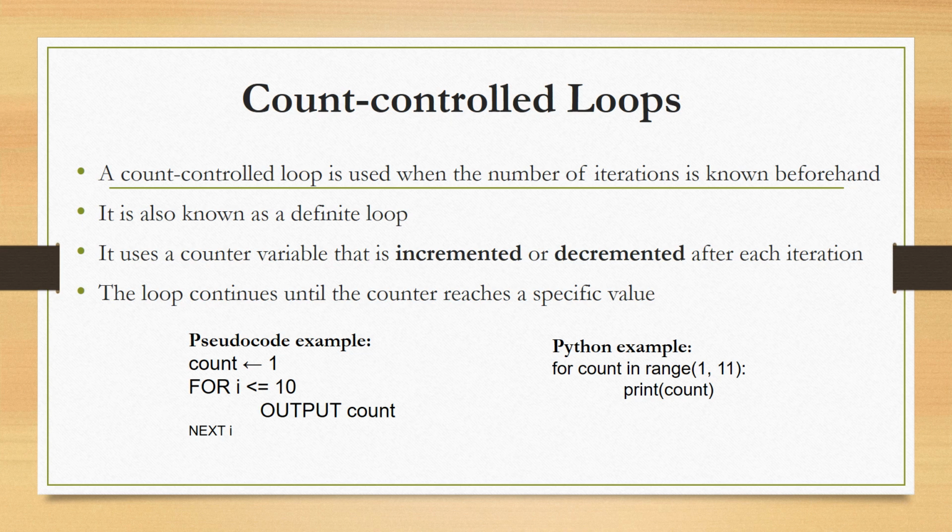So, for an example, I have given this. See, this is a counter, count equals 1, and I have used the for keyword, and a condition is given: i is less than or equal to 10. Until i is less than or equal to 10, I am going to display count. Next i is also part of the syntax of this loop. So this loop will display counting from 1 till 10.